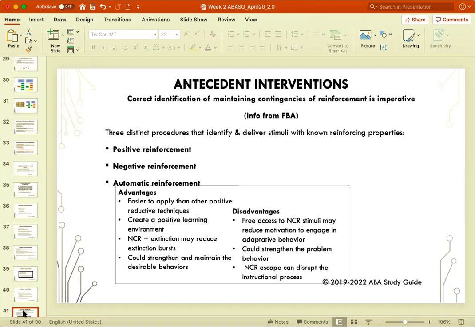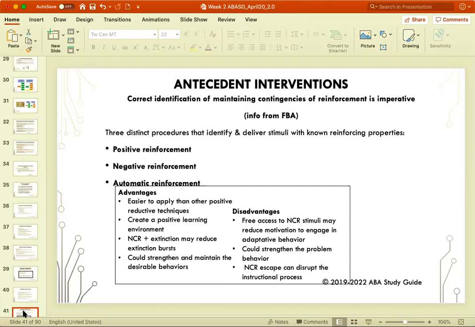Why? Because if we're going to create an abolishing operation, we're going to present that item or that stimulus freely and frequently. We need to be presenting the right thing. If Lindsay wants attention and her behavior is maintained by socially mediated positive attention, and I'm allowing her to escape freely and frequently, I am not going to be abolishing anything, right? I'm not meeting that need, so to speak.